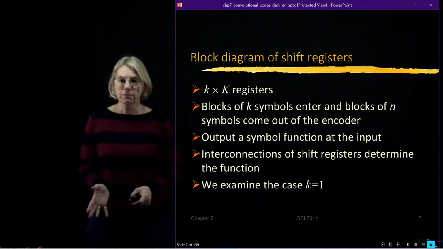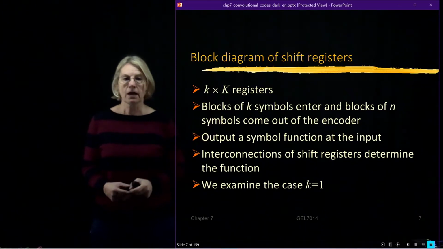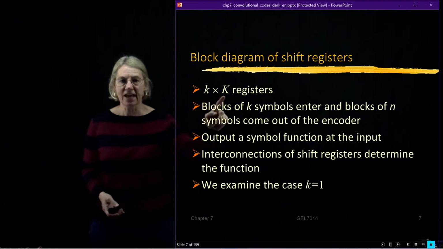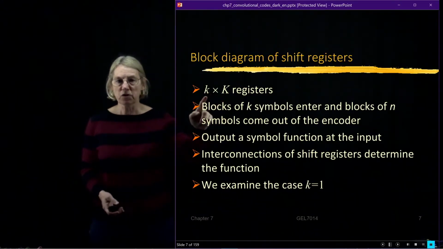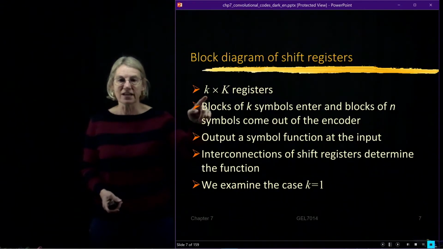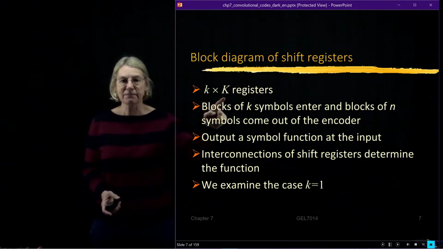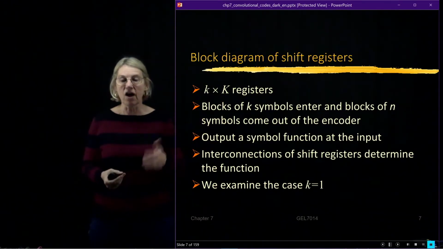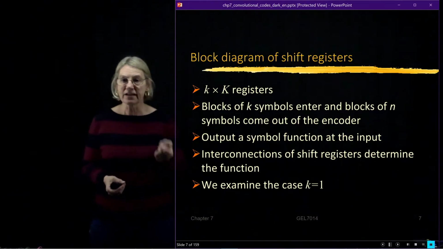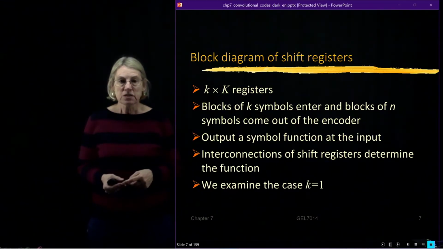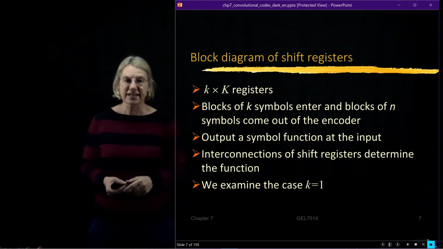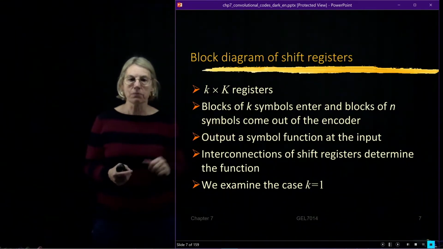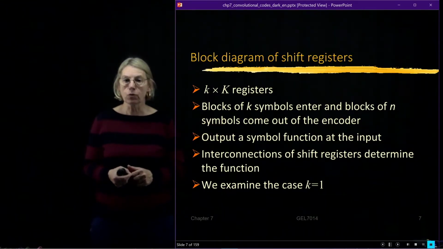So we'll start first with the block diagram of the shift registers. And we will see that the number of shift registers is determined by the product of the lowercase k and the uppercase K. Remember, lowercase k is the number of bits which gets encoded, and capital K is the number of blocks of k bits that have influence on a given code word at the output. So in general, a block of lowercase k symbols will enter this shift register, and out will come n symbols out of the encoder, which will be the code word.